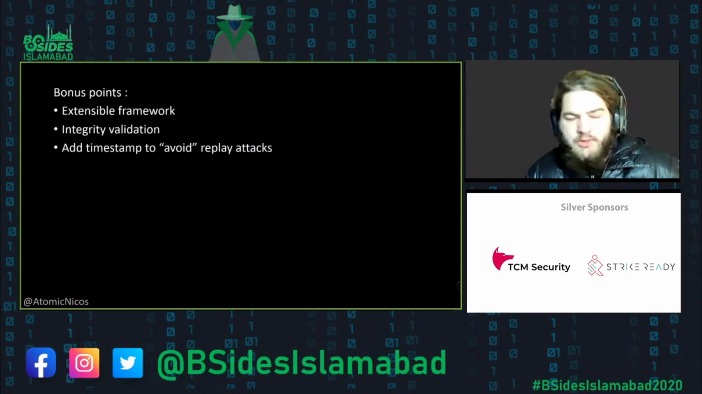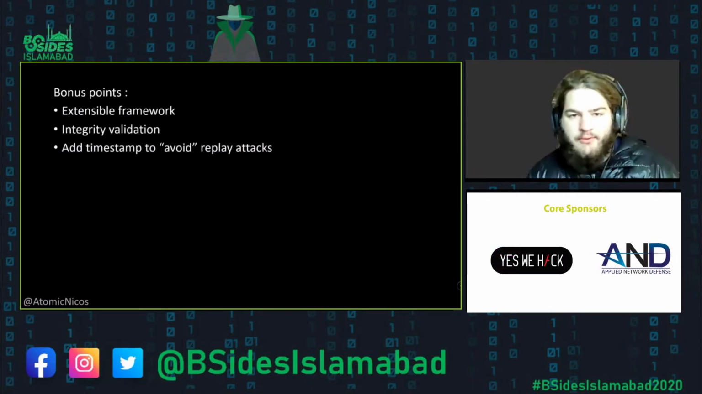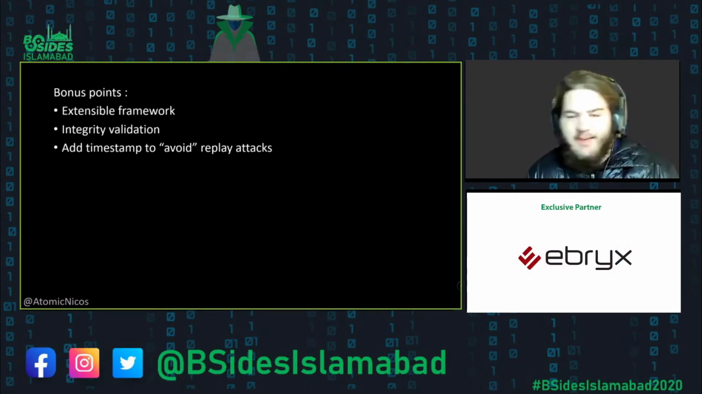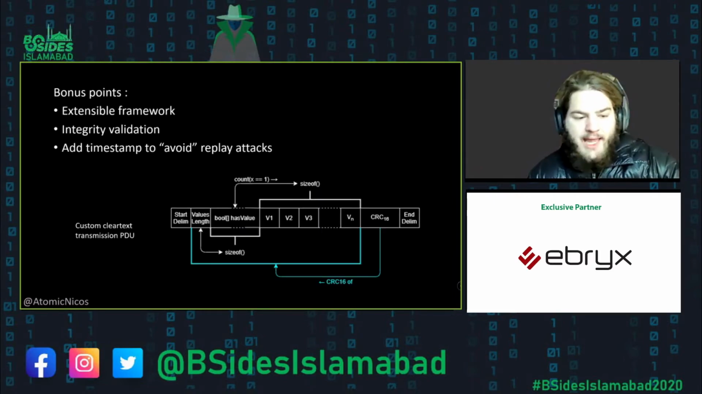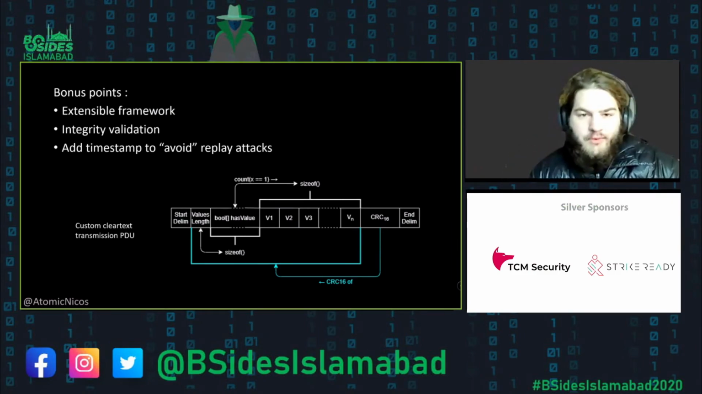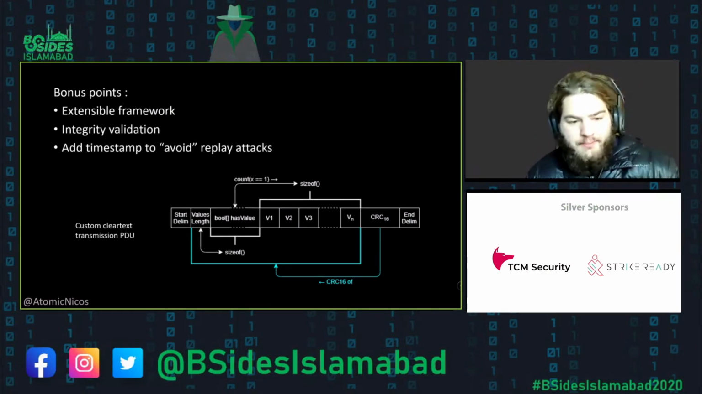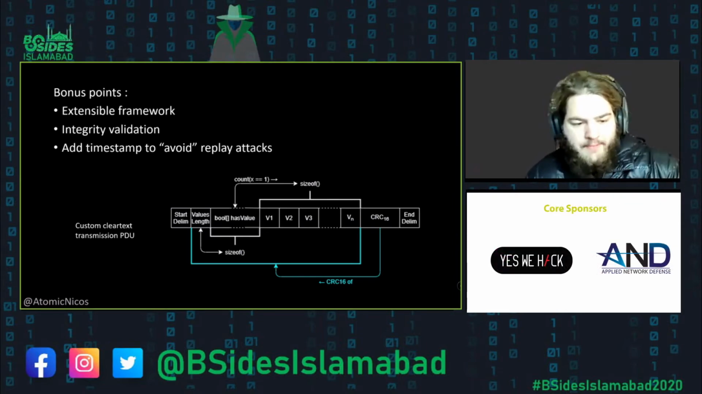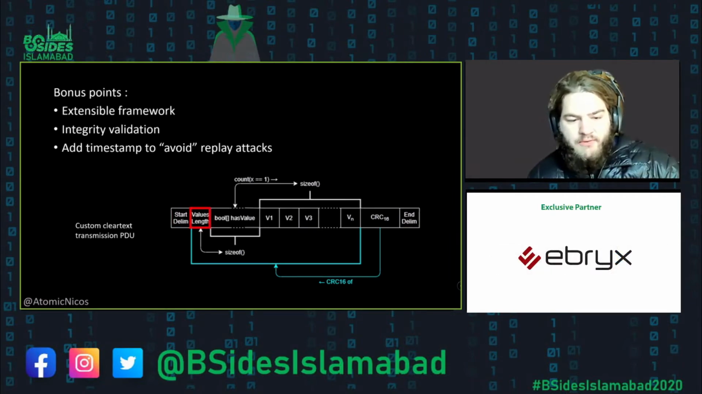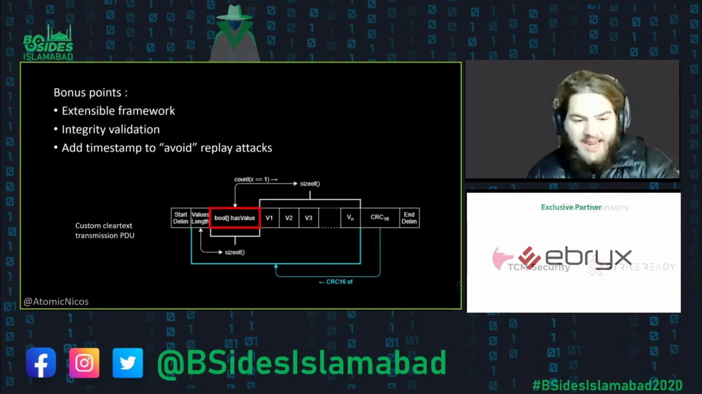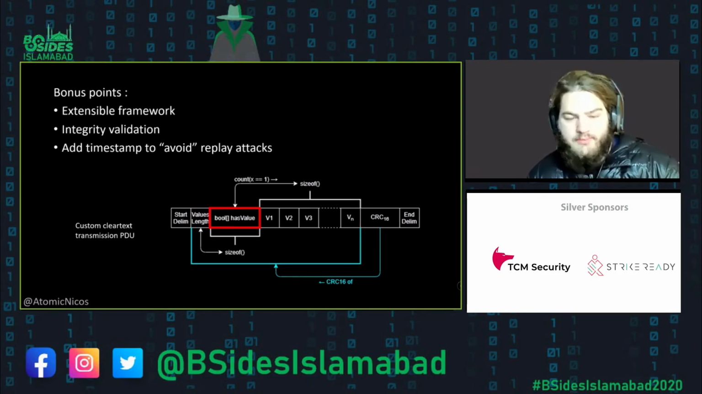Some bonus points go towards an extensible framework. Like you could add stuff over time without it crapping out, validating the integrity of your data, adding timestamps to avoid replay attacks, stuff like that. For example, here's a custom clear text transmission PDU, which would allow you to send data over Bluetooth Low Energy. This isn't secure, but at least it has integrity. For example, it stores 2 flags, the length of the number of values that the entire map should have, a map of all values that are actually in the values array, and then the values. Finally, it just adds a small CRC at the end.